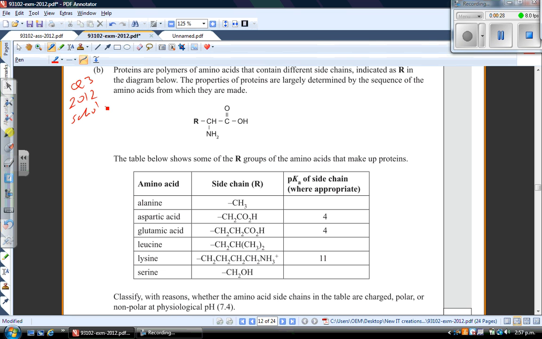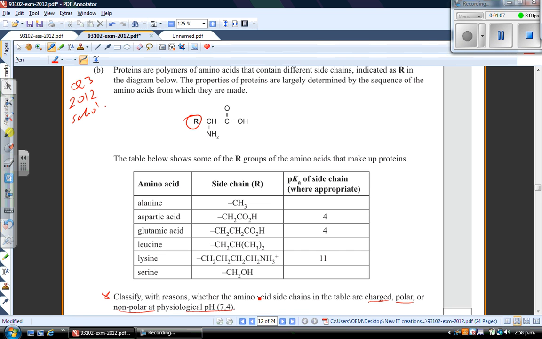Proteins are polymers of amino acids that contain different side chains, indicated as R in the diagram below. The properties of proteins are largely determined by the sequence of the amino acids from which they are made. So the side chain R can be any of these here, and there are other side chains you can have. There's about 20 essential amino acids in the body. And then the pKa is given here of any side chains where appropriate. So the first part is, classify with reasons whether the amino acid side chains in the table are charged, polar, or non-polar at physiological pH of 7.4.